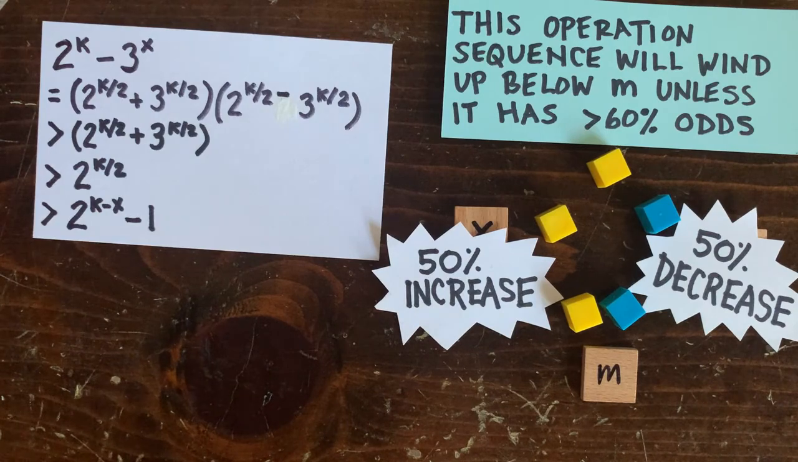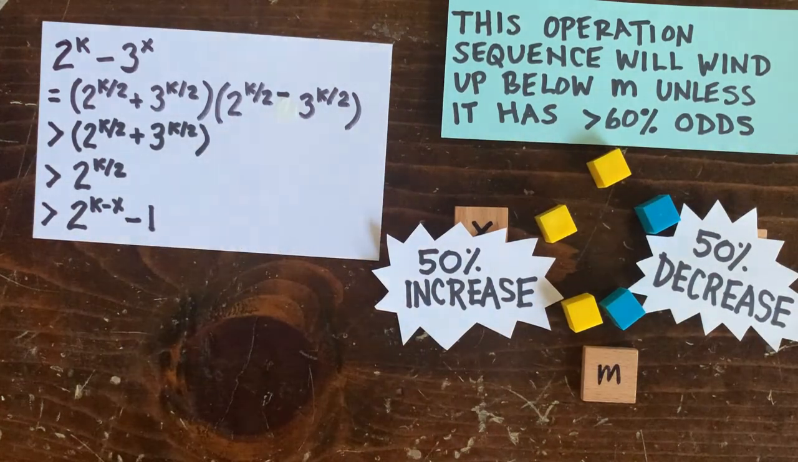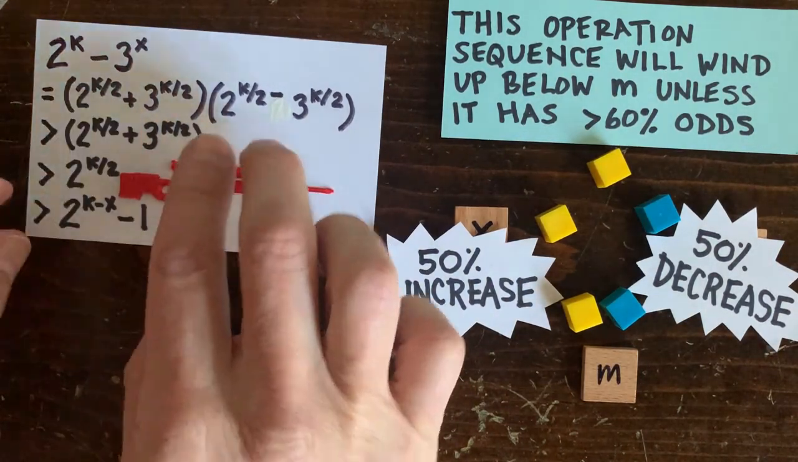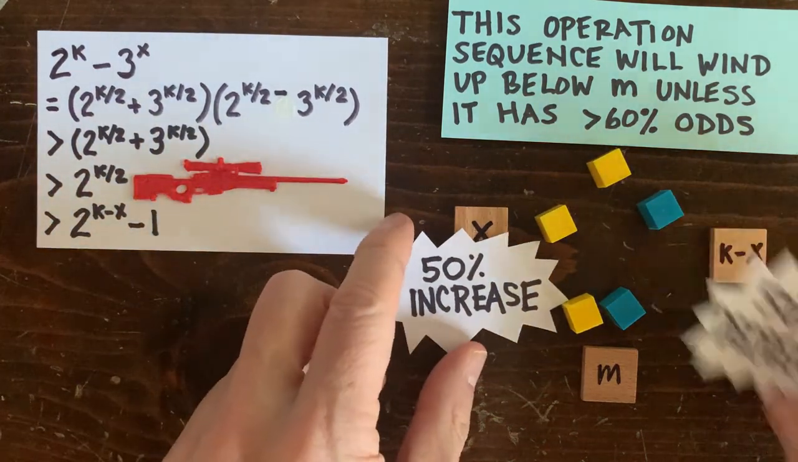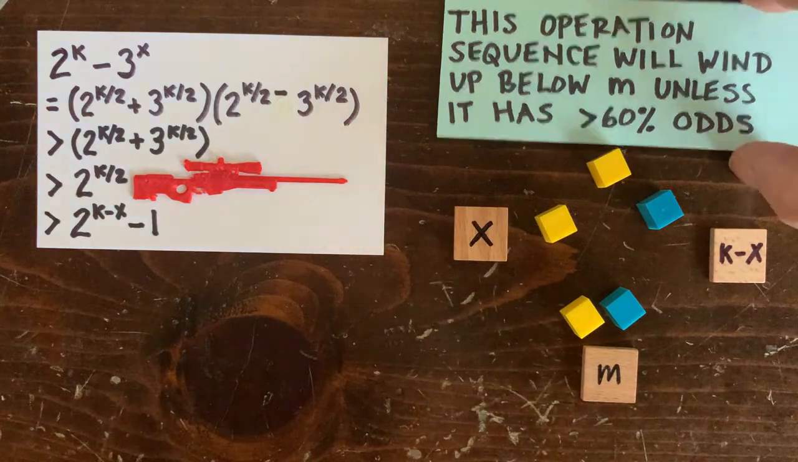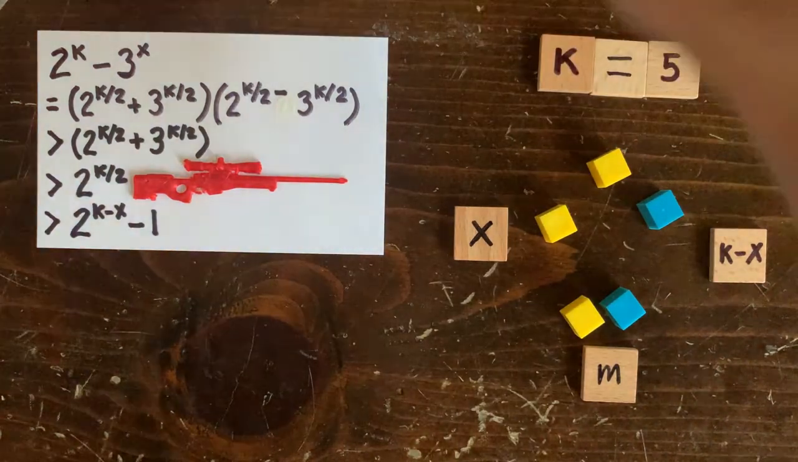So 2 to the k over 2 is our little sniper rifle. It's bigger than 2 to the k minus x, but just enough. And if we go back to our chart, you can see how it does its job.